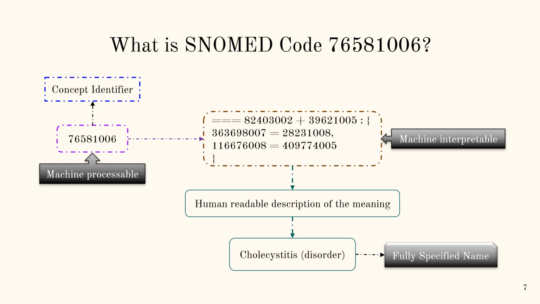So we might say in a way that the concept identifier for the machine identifies the machine interpretable meaning. But for the human, it identifies cholecystitis disorder, because cholecystitis disorder is the human readable description of the meaning represented by that set of special symbols and numbers. The fully specified name is also commonly referred to by its acronym, FSN.